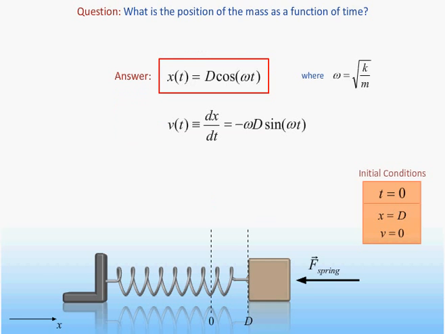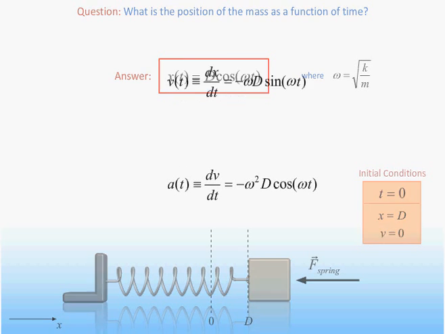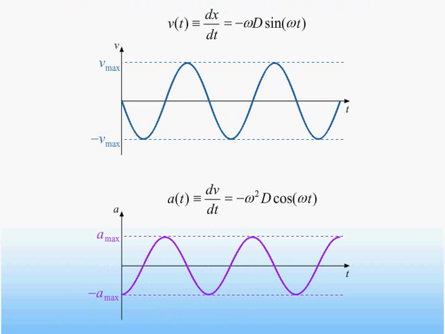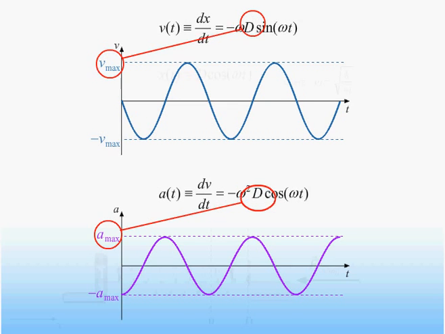We can obtain the velocity as a function of time by simply differentiating this function with respect to time. One more differentiation gives the acceleration as a function of time. It is evident from these expressions that the velocity of the object is zero when its acceleration is maximum and vice versa. Note that the factor multiplying the sine or the cosine in these expressions for the velocity and acceleration is the maximum possible value for these quantities.